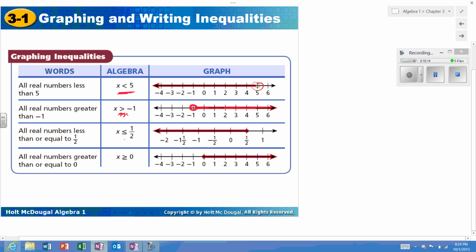For all the real numbers that are less than or equal to 1/2, we're going to find 1/2. And since this time it's the less than or equal to symbol, we are making a closed circle at 1/2. And it's telling us that x is less than or equal to that. So it's everything to the left, because remember the number line, if we go to the left, things are getting smaller. And finally, x is greater than or equal to 0. We draw a closed circle at 0 and color in everything to the right because it's greater than.